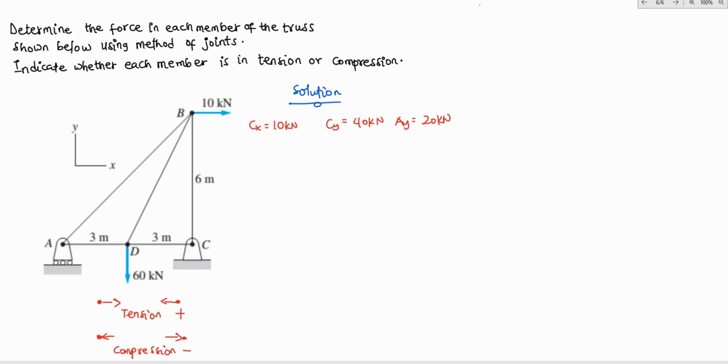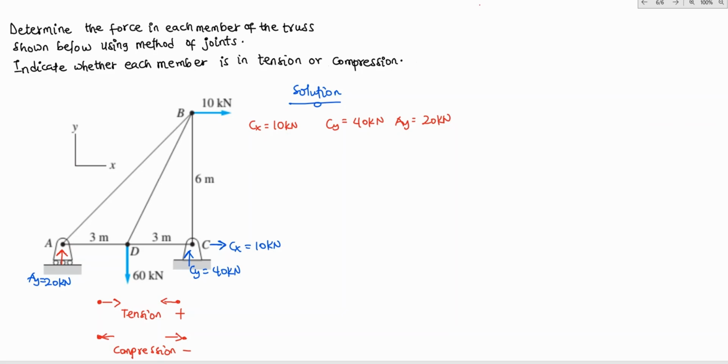All right, so let me indicate it on the actual figure. So over here we have Ay here, and that's equal to 20 kilonewton. And then over here we have Cx and then Cy. Cy is equal to 40 kilonewton, and Cx is equal to 10 kilonewton, this is the direction actually, because it is positive. That's why I chose the direction that way. Okay, so those are the reaction forces.